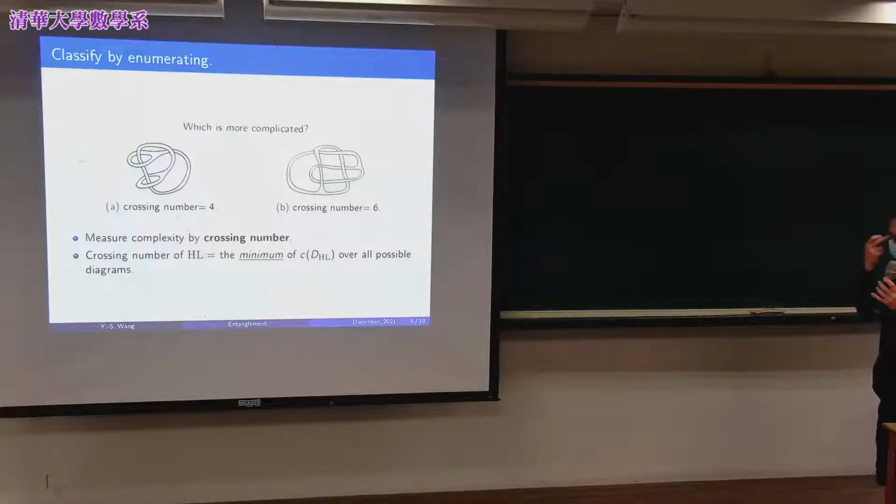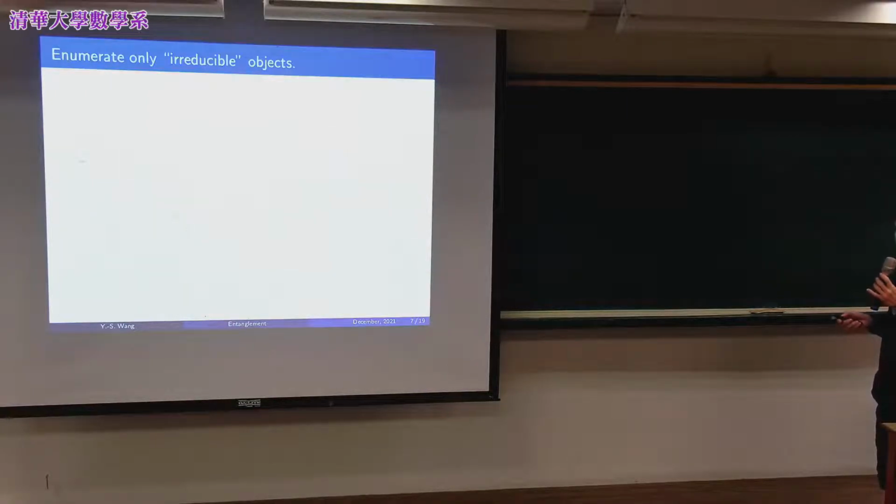It's not always easy to find the best projection. All right, but that's our complexity measure. We are going to enumerate handle-body links based on crossing number. Another thing that we should note when we do classification or when we do enumeration is that we don't enumerate everything. We only enumerate irreducible objects.